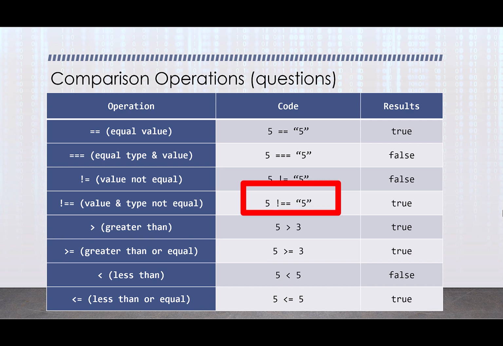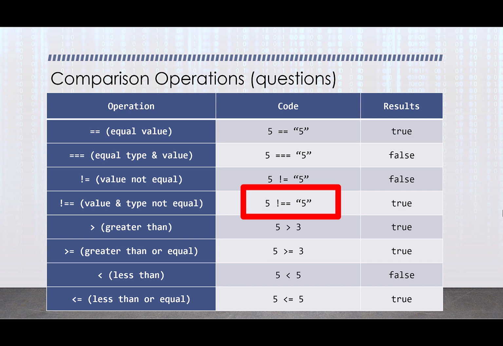We have 5 not double equal to quote 5. That is true. Because it is the case that 5 triple equal quote 5 is false. So when we're talking with the exclamation point and two equal signs, it's the counterpart to the three equal signs. So if you look at row 2 there, 5 triple equal quote 5 evaluates to false. So on the fourth line, we're saying that 5 is not equal to the value 5 and the data type, which is a true statement.